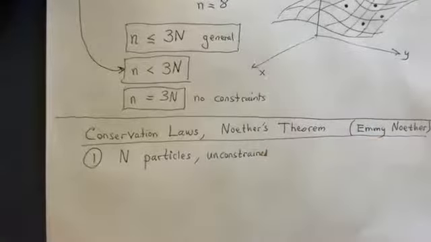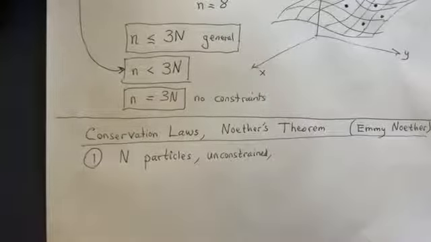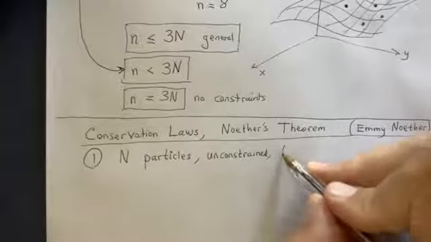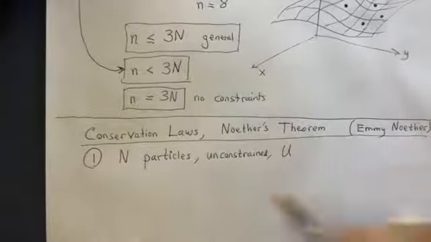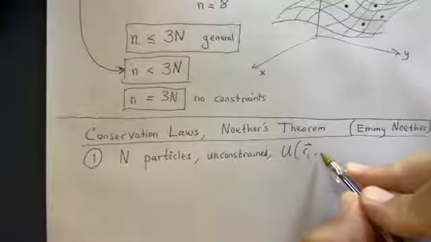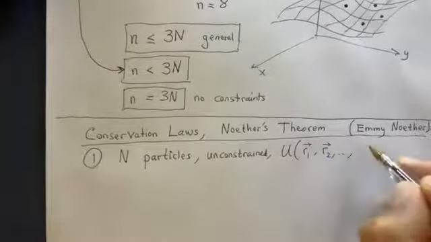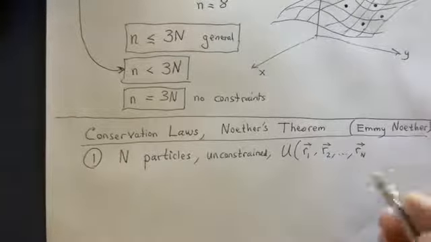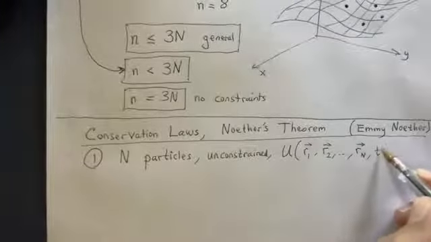This is our first example. And again, we have a conservative force as we identified up there. And we can allow this to be time dependent. So I will summarize those words by writing, we have a capital U as a function of R1, R2, dot, dot, dot. Right, capital N is the number of particles. And we can allow for this to have a time dependence.